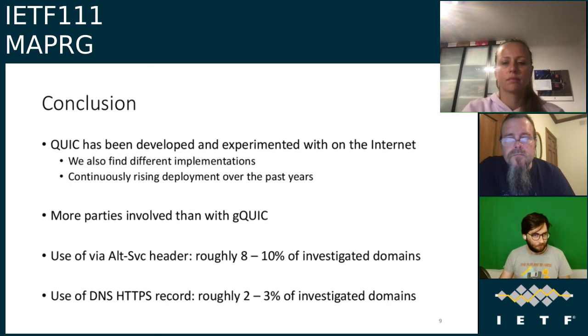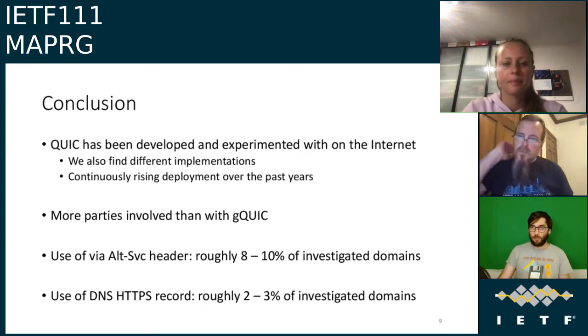Now we see a lot more parties involved. Regarding the different mechanisms for discovering these services, we found that the alternative service header in HTTP is fairly deployed, at 8 to 10%, and most of those show some version of HTTP/3. There's also already some support for the DNS HTTPS record. And that's it. Thank you very much.